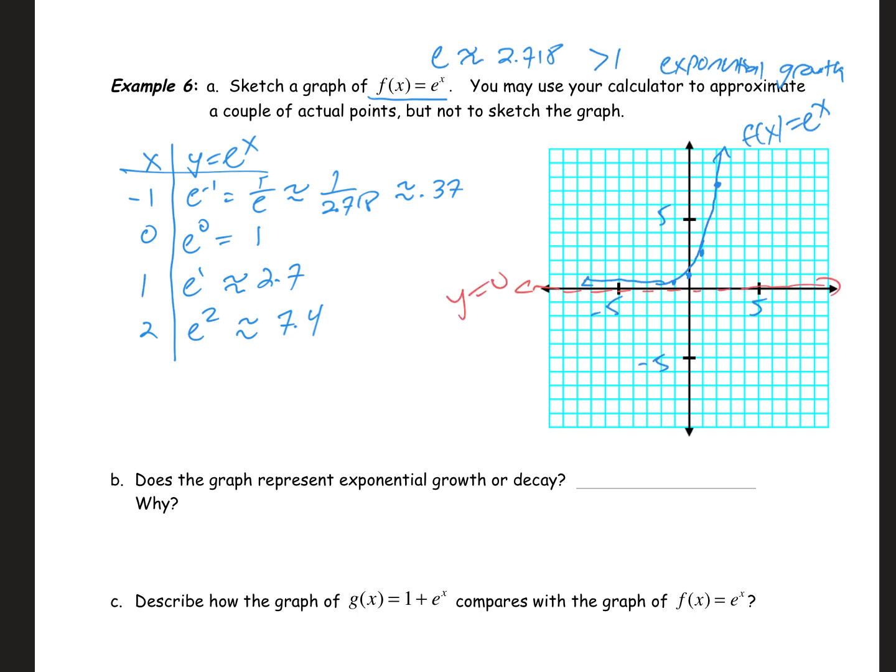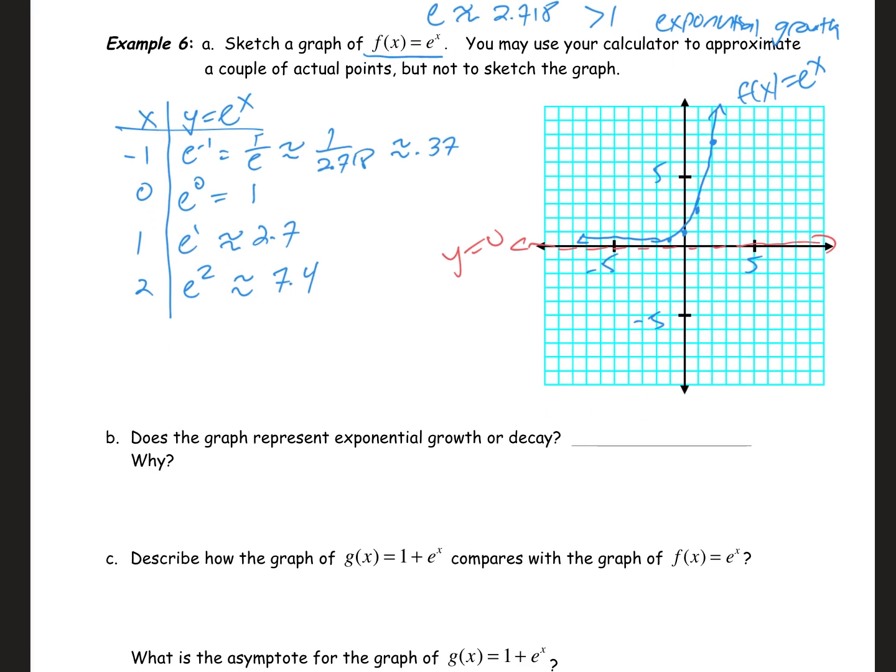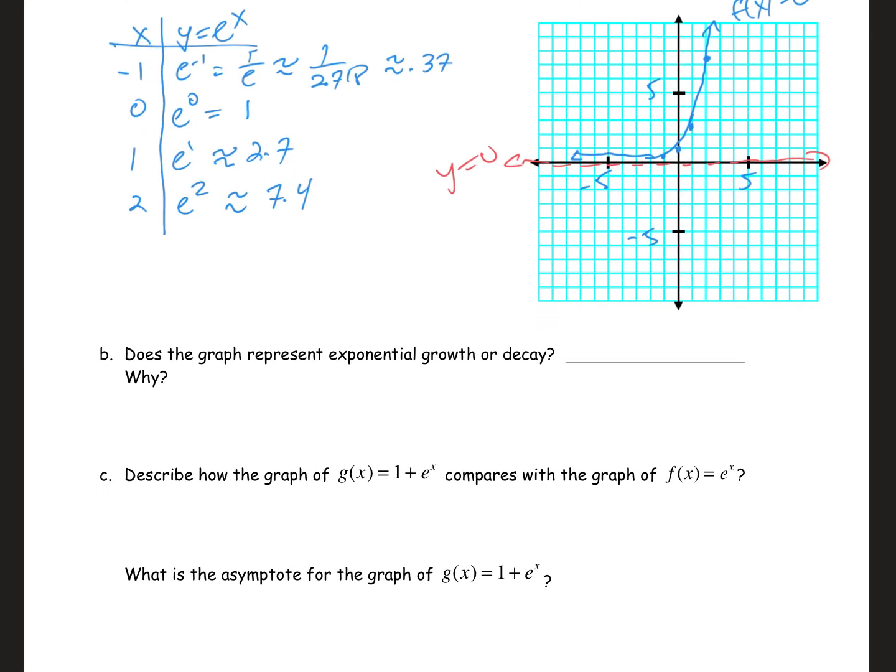Does the graph represent exponential growth or decay? I already mentioned this before we started graphing, and we know that this is going to be growth. That's because the base is greater than 1. In general, we have y equals a times b to the x. So whenever b is greater than 1, we have growth.